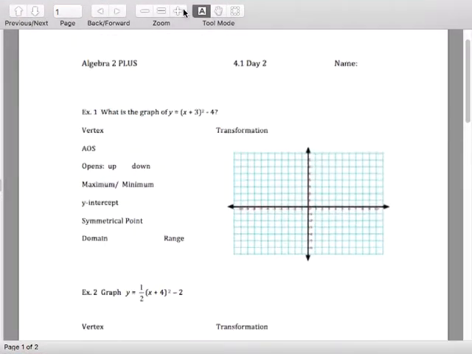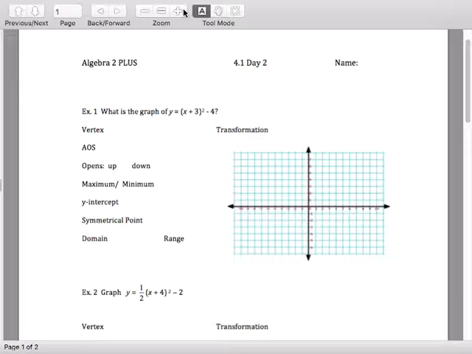The handout that I just gave you is called 4.1 day 2. All right, so we're not going to do anything new. We're just going to go over this one more time, and I'm going to show you how you can do this maybe in a little bit easier way than what we did yesterday.